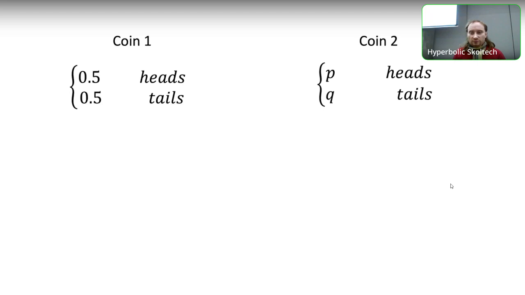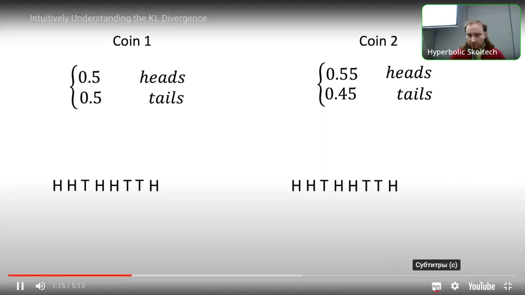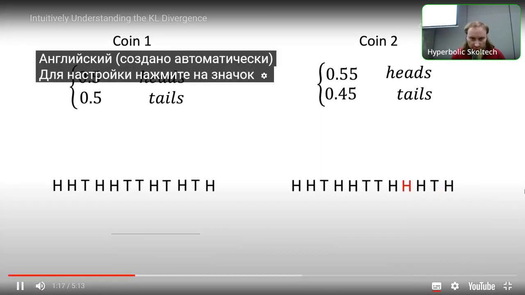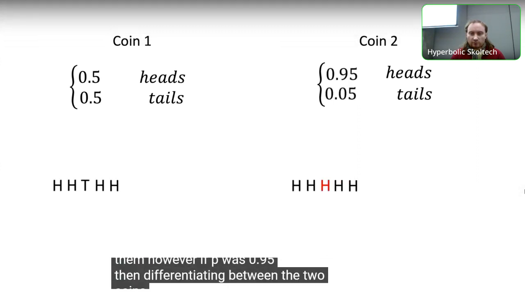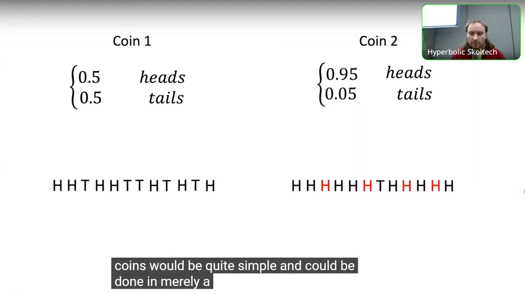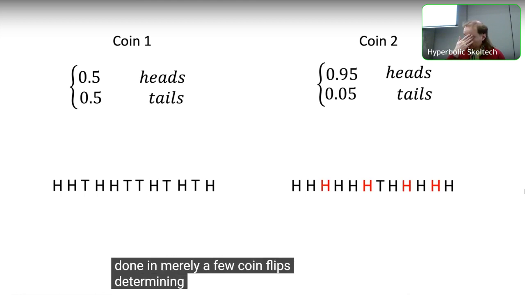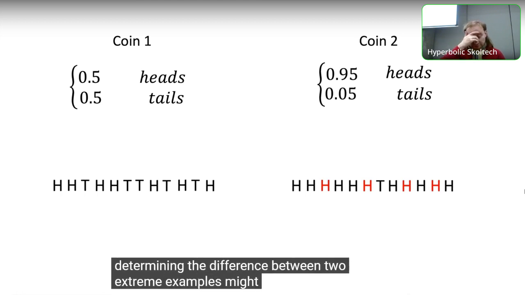There isn't a trivial answer to this question. We might be able to make general statements about which is closer. For example, if p is 0.55, then the biased coin will clearly be much closer to the fair coin than if p was 0.95. Why? Well, the results we see with 0.55 will be much like the fair coin, and it would be very hard to tell them apart. However, if p was 0.95, then differentiating between the two coins would be quite simple and could be done in really few flips.